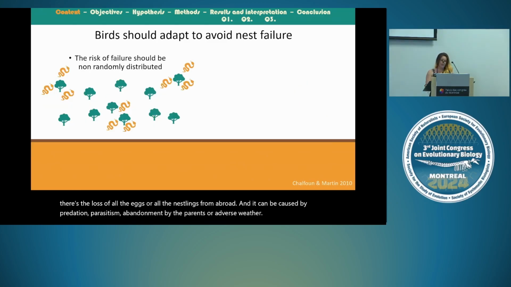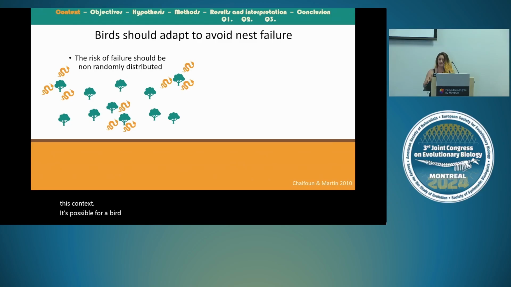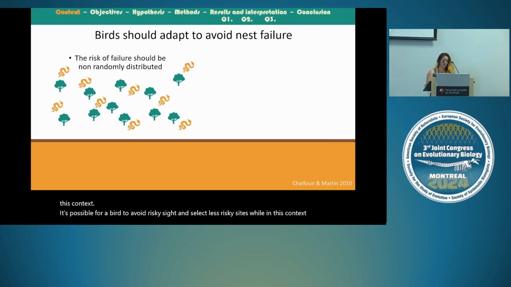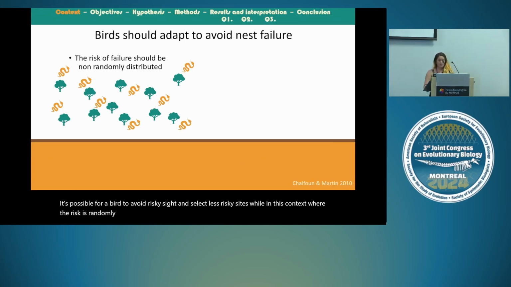To be able to adapt, the risk of failure must be non-randomly distributed in space. So here, for example, in this context, it's possible for a bird to avoid risky sites and select less risky sites, while in this context, where the risk is randomly distributed, it's impossible for birds to avoid the risky sites.